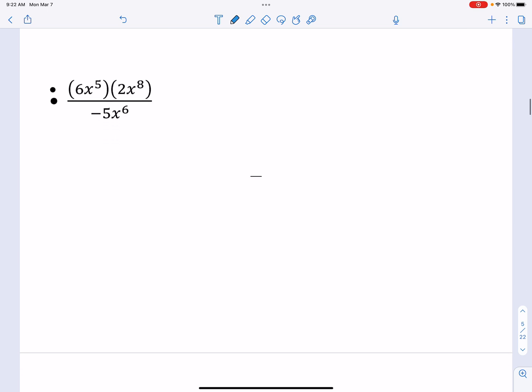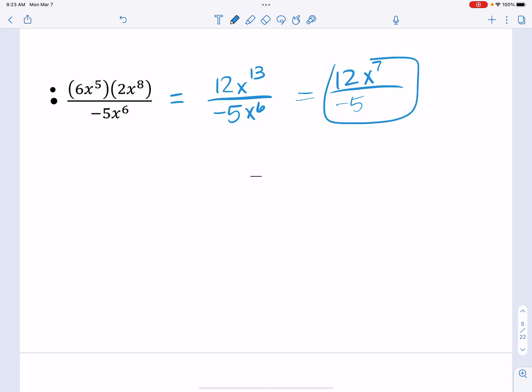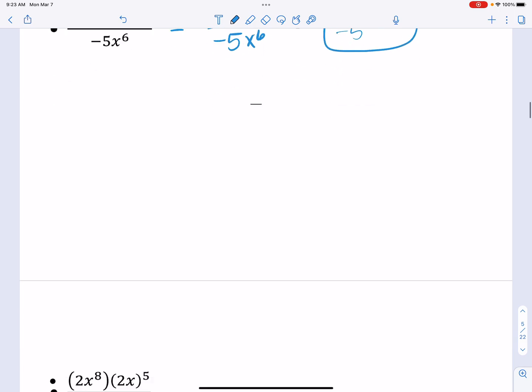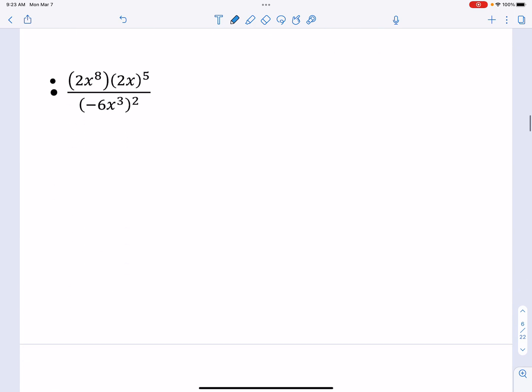All right, pause and try this one. So 12/5 doesn't reduce, and then it's going to be x to the 7th. Okay, try this guy. Two, 4, 8, 16, 32.